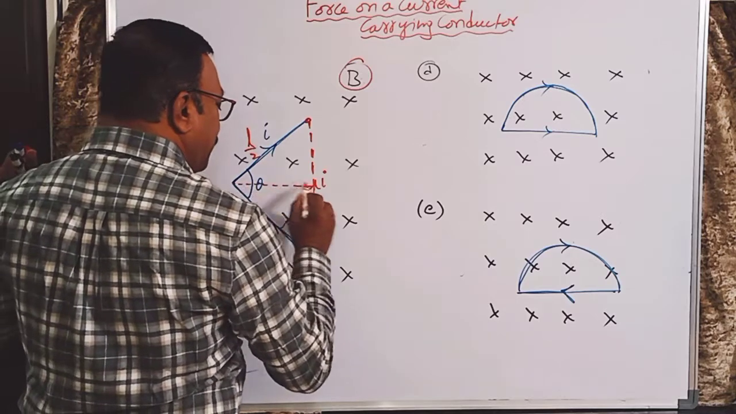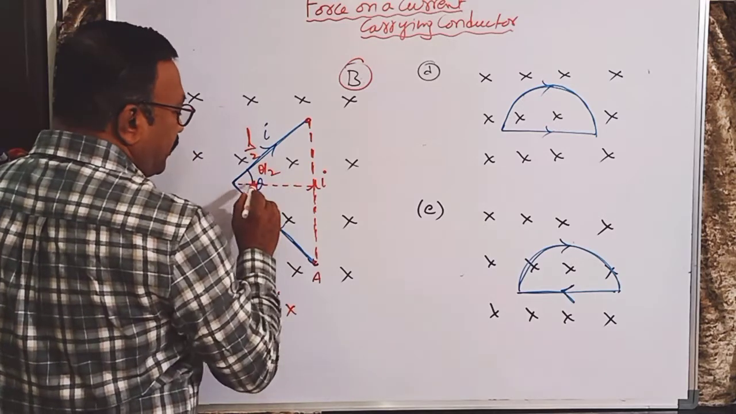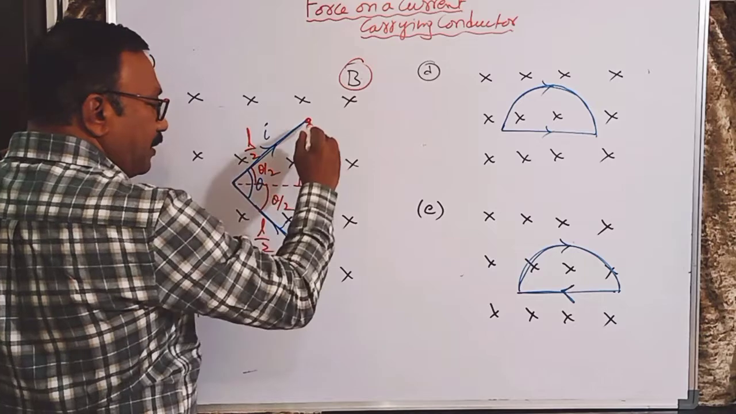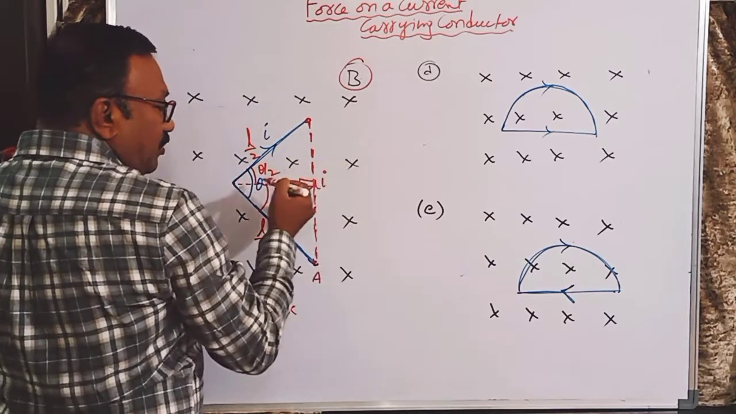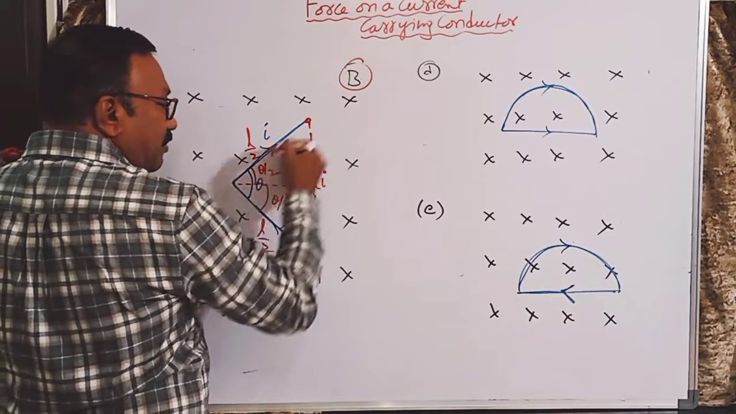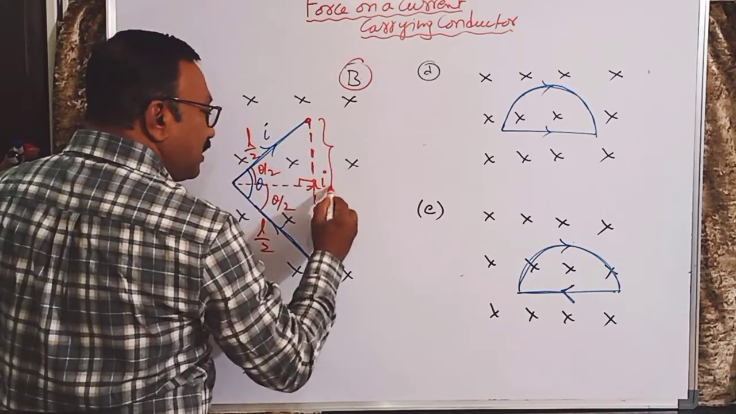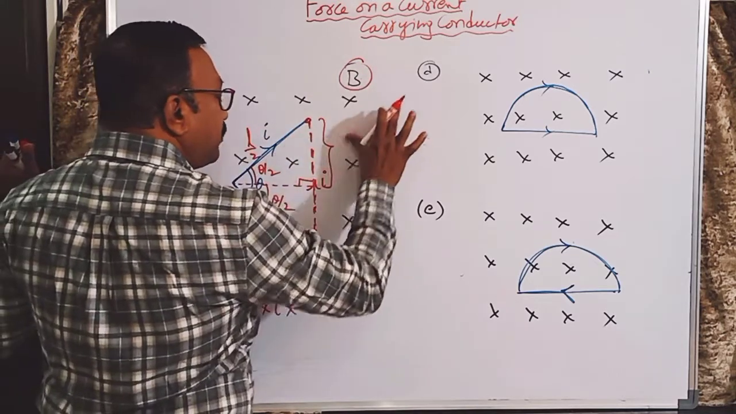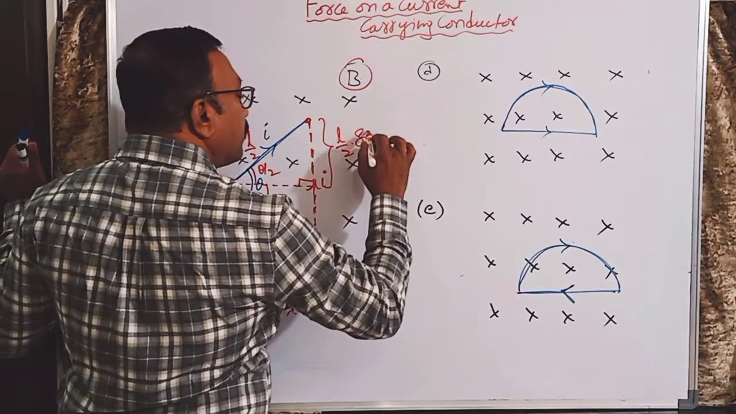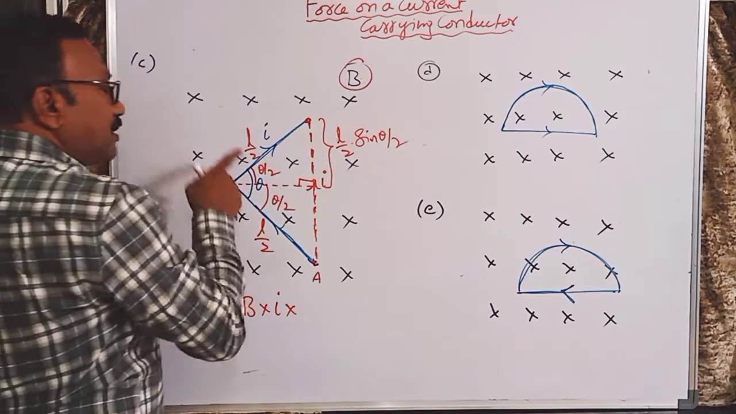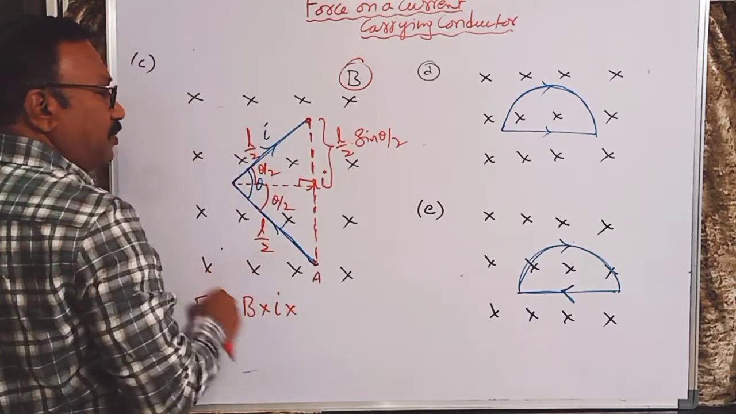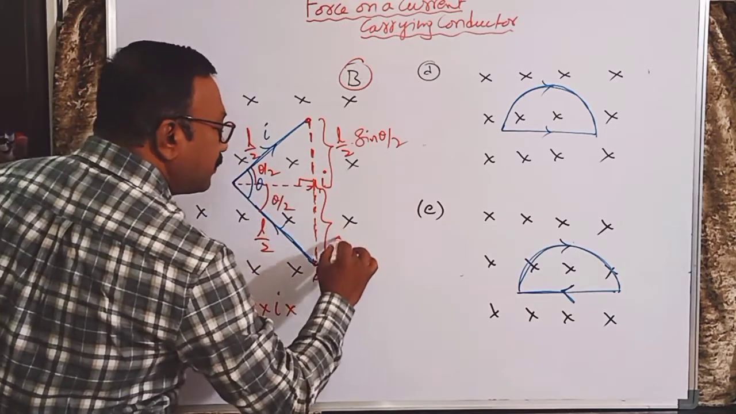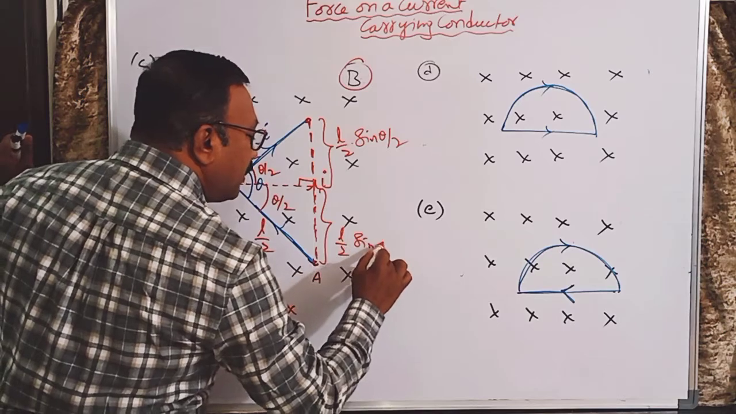So drop one line here. This will be theta by 2, this angle. And this angle is another theta by 2. So take this right angle triangle here. If you want this length, sine theta by 2 is opposite side by hypotenuse. So how much will this length be now? Just a minute. This is L by 2 sine theta by 2, because sine theta by 2 is equal to opposite side by hypotenuse. So how much will this opposite side be? L by 2 sine theta by 2. How much is this length? L by 2 sine theta by 2.